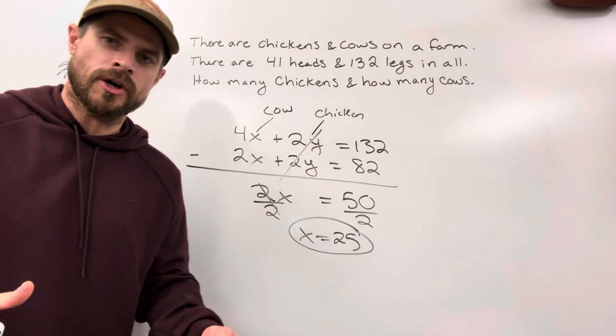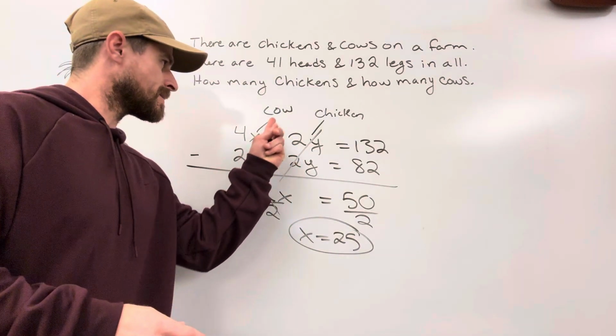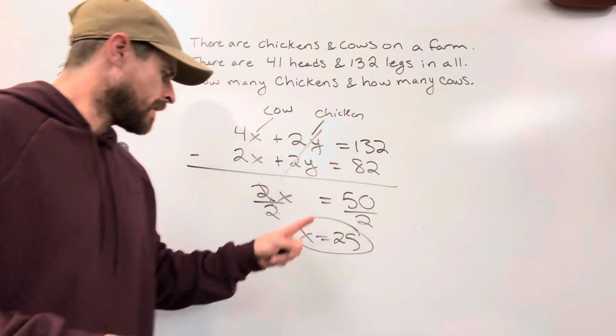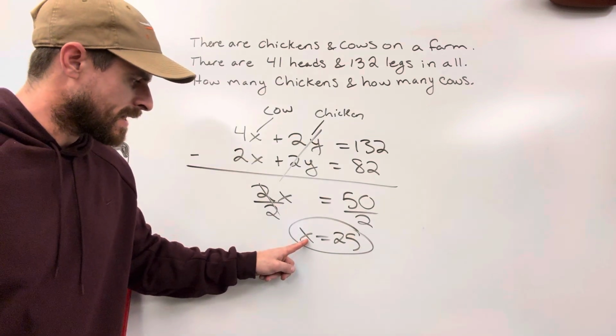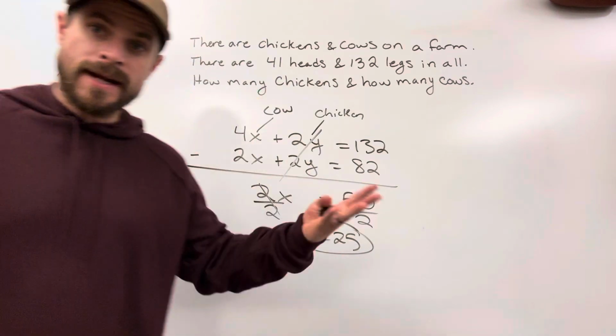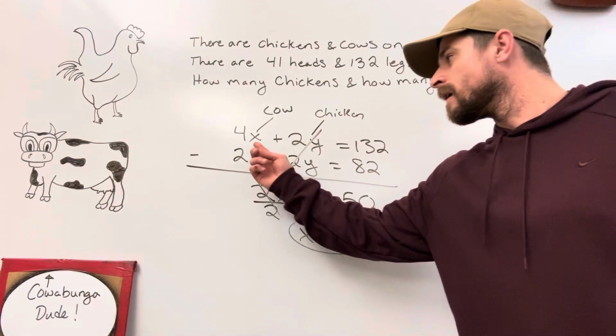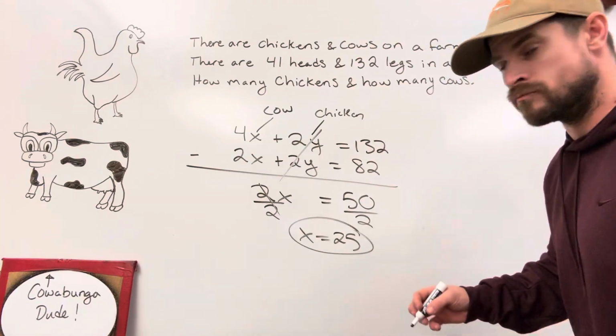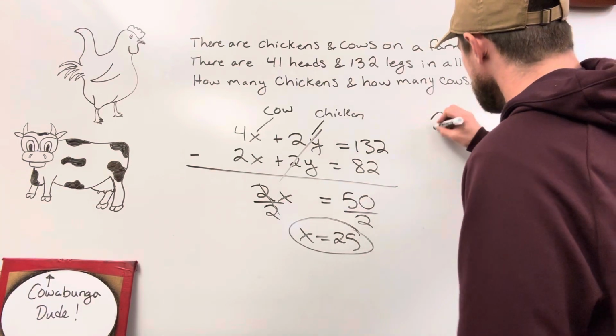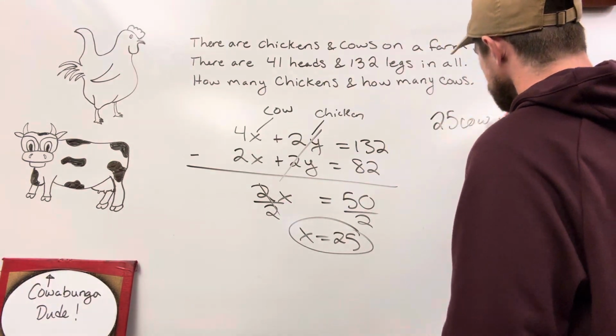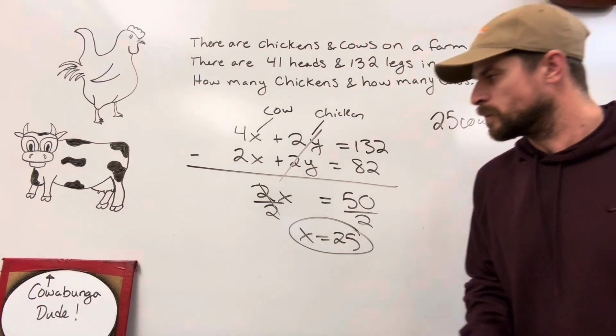Now remember at the start of the problem how I labeled x as cows, y as chickens? When I get down here and I say I have x equals 25, I know I'm talking about the cows. So let's move on over here and write 25 cows. Sorry about that. A little dad humor for you.